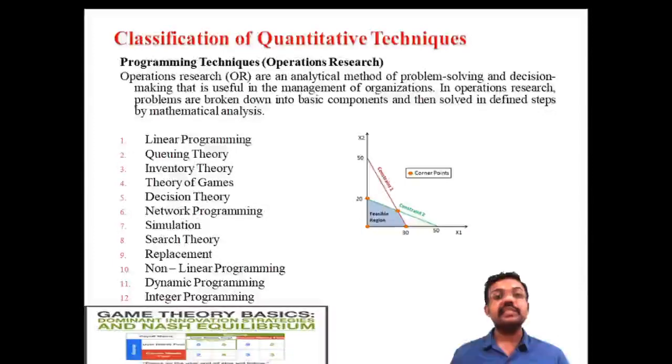From a research point of view, you have to take the decision with the help of OR. This OR represents the programming technique or operational research. And what are the important categories of operational research? There is linear programming. Linear programming is a statistical analysis technique.